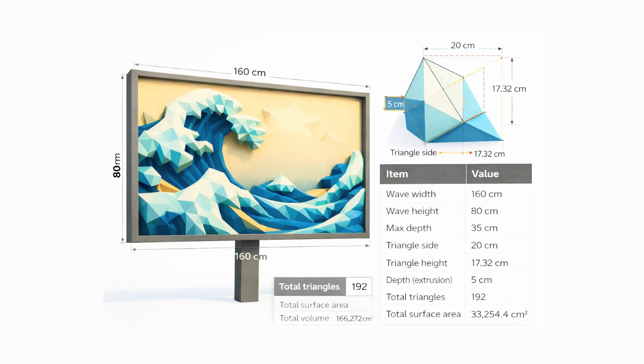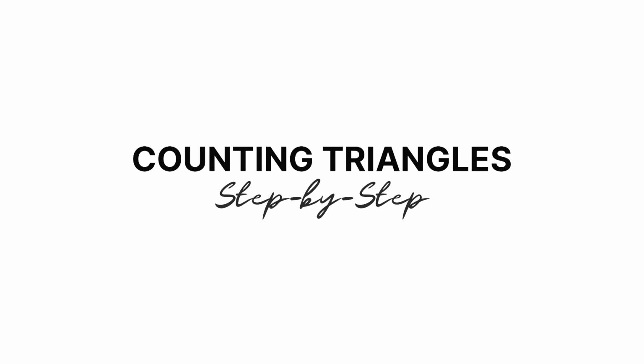Next, we look at the whole wave and try to figure out the overall size. The width is 160 centimeters, the height is 80 centimeters, and the maximum depth is 35 centimeters. We got these numbers by imagining a grid over the wave. Each triangle is like a grid cell. By counting how many triangles fit across and up, we can find the overall dimensions of the model. This is why grid-based assumptions are acceptable in design and geometric projects.